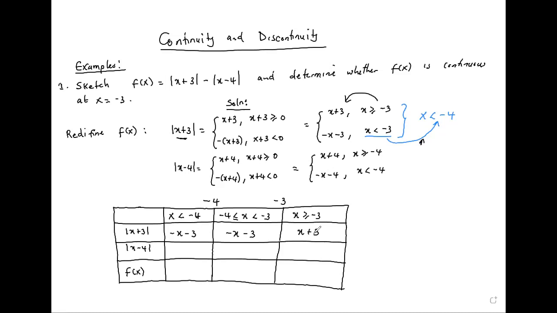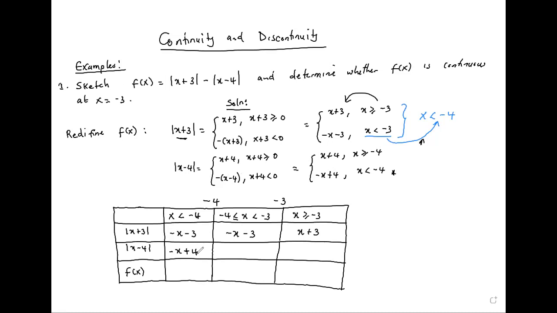And then when x is less than -4, the modulus of x minus 4 is -x. What happened? Oh, I put a negative here instead of positive. I put a positive instead of negative. So this one becomes positive. So we get -x plus 4.